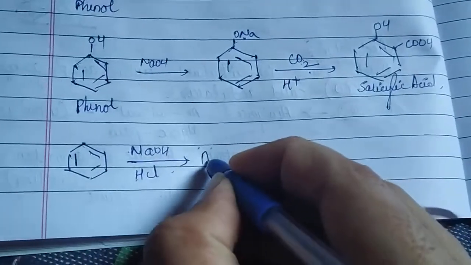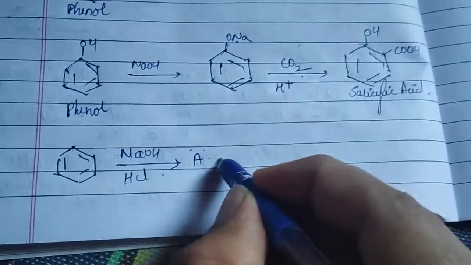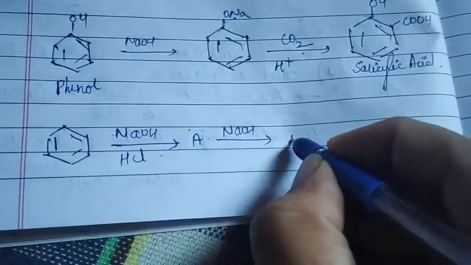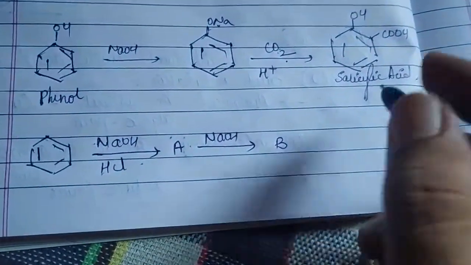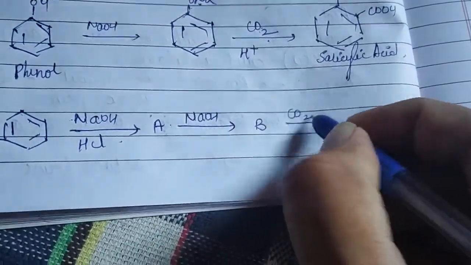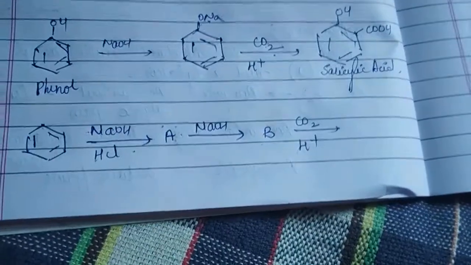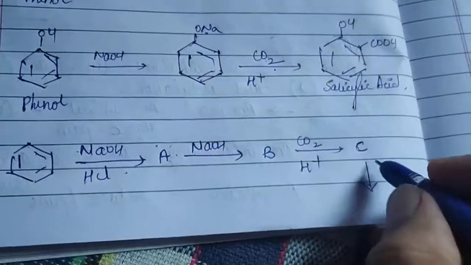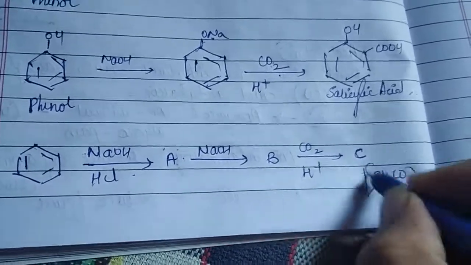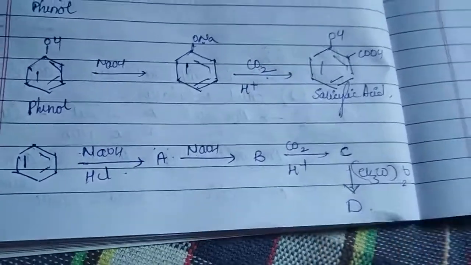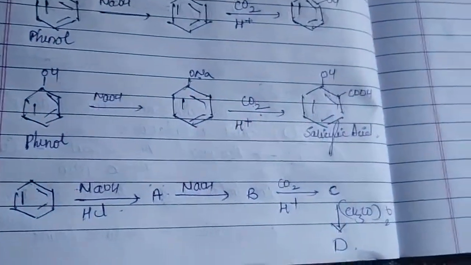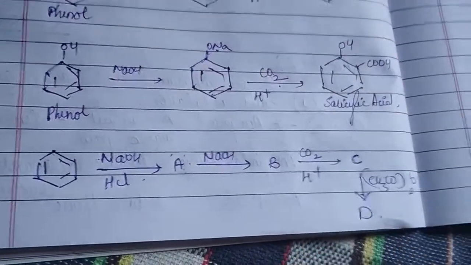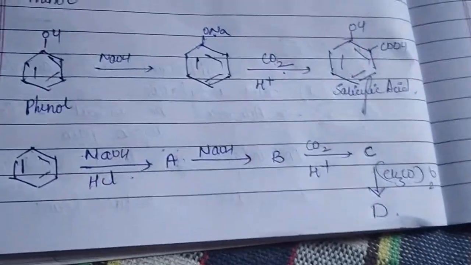They will ask you to identify A. Then afterwards they will give you NaOH once again, and ask you to identify B. Then they will give you CO2 in the presence of H plus, identify C. And finally this is treated with CH3CO twice, so identify D. They will give you a sequence of four options in which they can give different options, or they can give the same answers but mix up A, B, C, D.